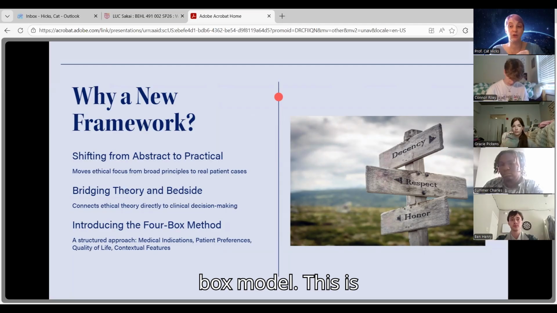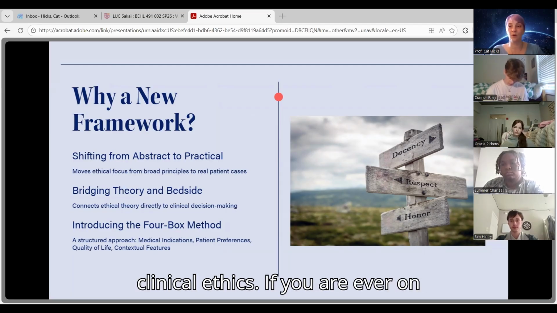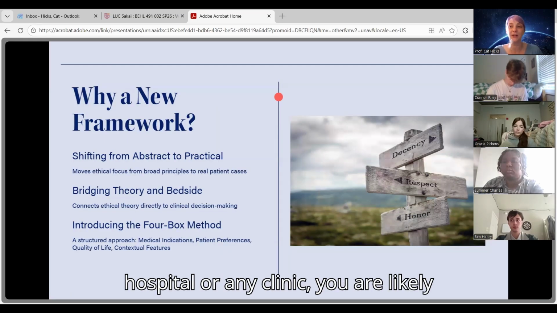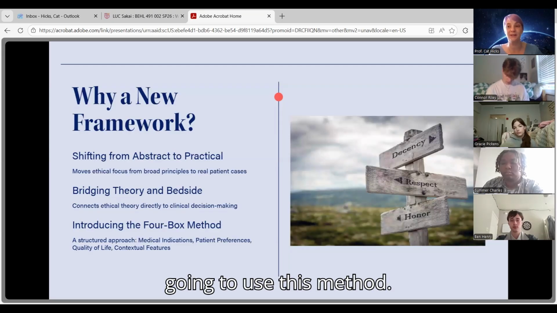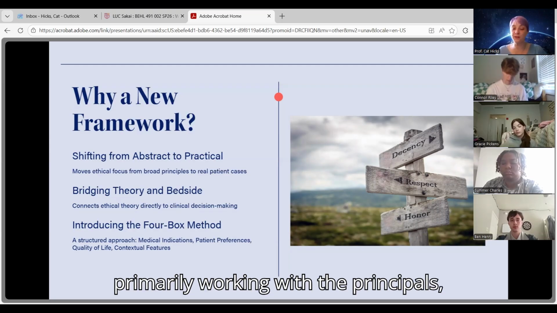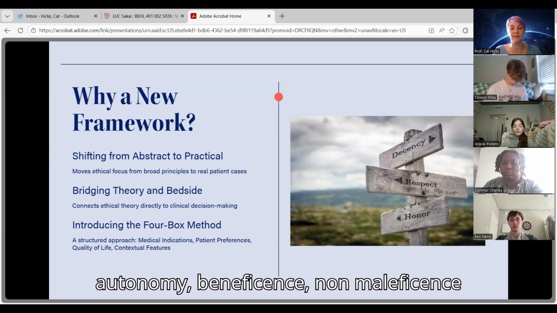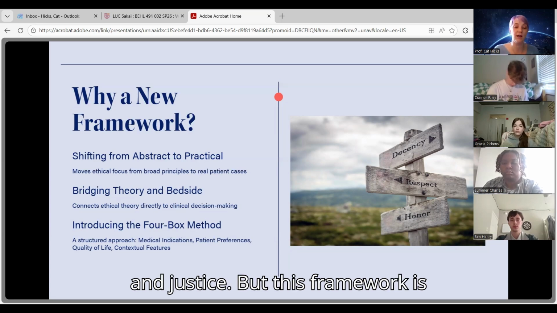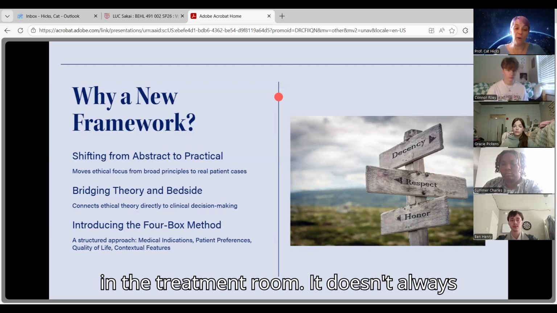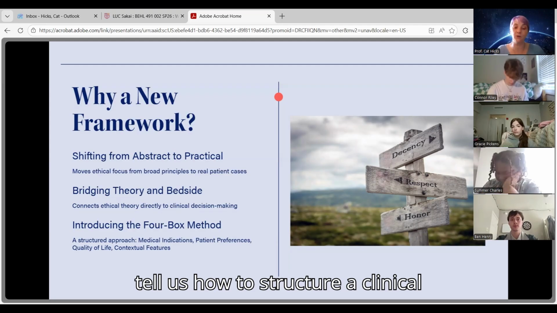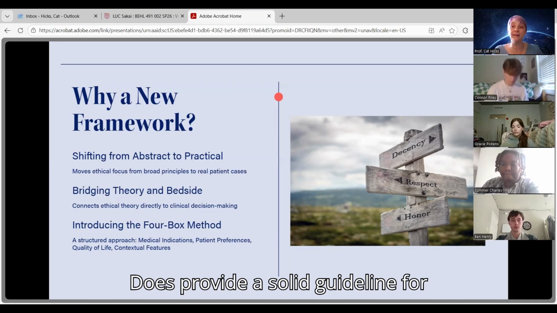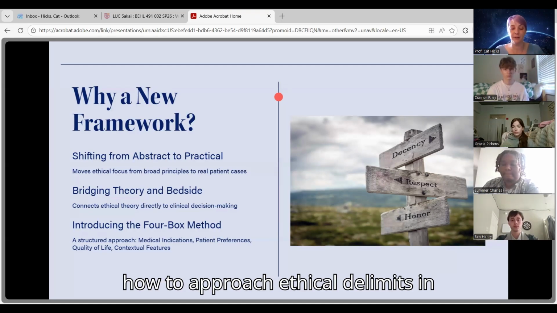This is extremely common practice across clinical ethics. If you are ever on a clinical ethics committee for a hospital or any clinic, you are likely going to use this method. So up to this point, we've been primarily working with the principles: autonomy, beneficence, non-maleficence, and justice, but this framework is designed to give us a moral orientation in the treatment room. It doesn't always tell us how to structure a clinical conversation in real time, but it does provide a solid guideline for how to approach ethical dilemmas in the treatment room.